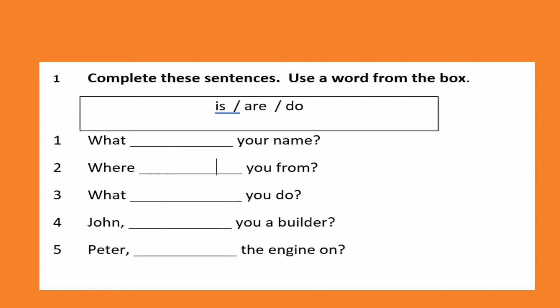Okay, now let's check the answers together. Number 1 is, very good, is. What is your name? Number 2, where are you from? 3, what do you do? And we said that what do you do means what's your job. 4, John, are you a builder? Are you a builder? Number 5, Peter, is the engine on? Okay, so now let's move to the next exercise.